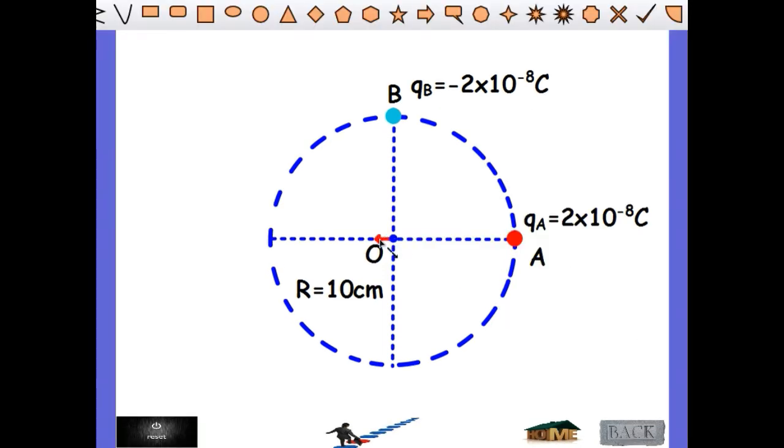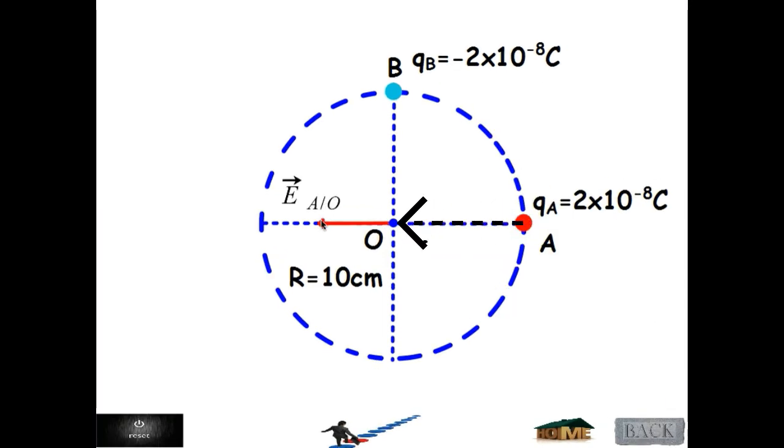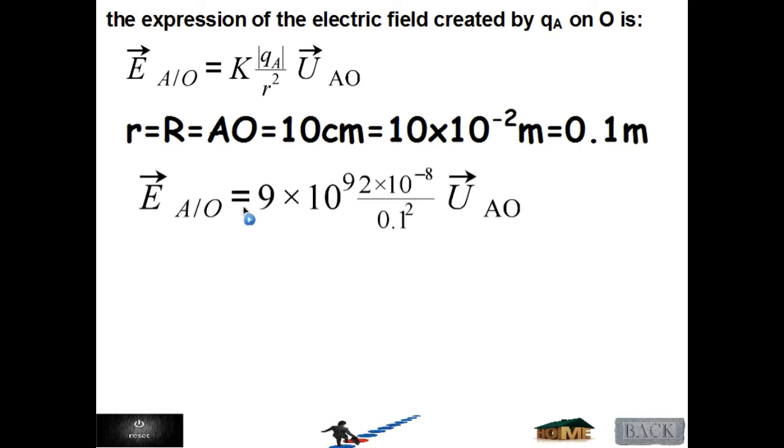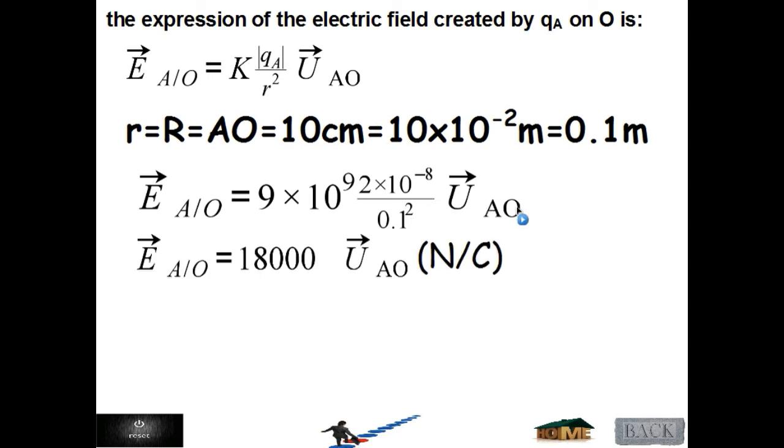Then our electric field at O created by A has the direction u_AO. This is the electric field created by A on O. r represents the distance between A and O, which is the radius. AO is 10 centimeter, 10 times 10 to the power minus 2, since centi is 10 to the power minus 2, then it's 0.1 meter. So we can plug in the numbers. k is 9 times 10 to the power 9, QA is 2 times 10 to the power minus 8, over 0.1 square, u_AO vector. And the answer for the electric field created by A on O is 18,000 u_AO vector, and the unit is newton per coulomb.